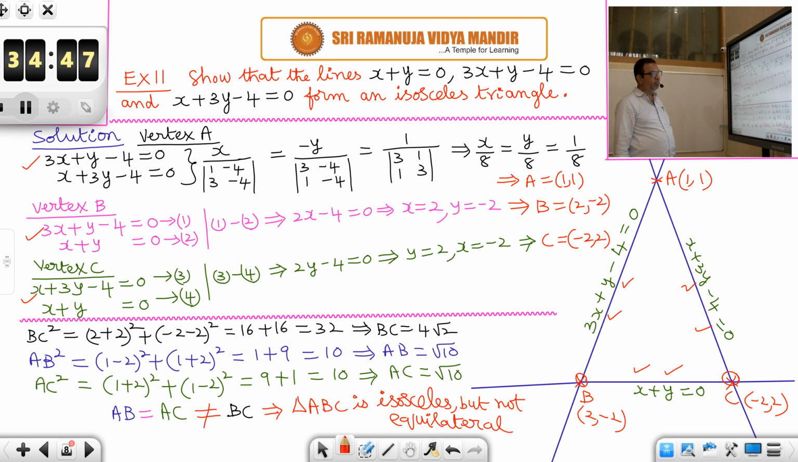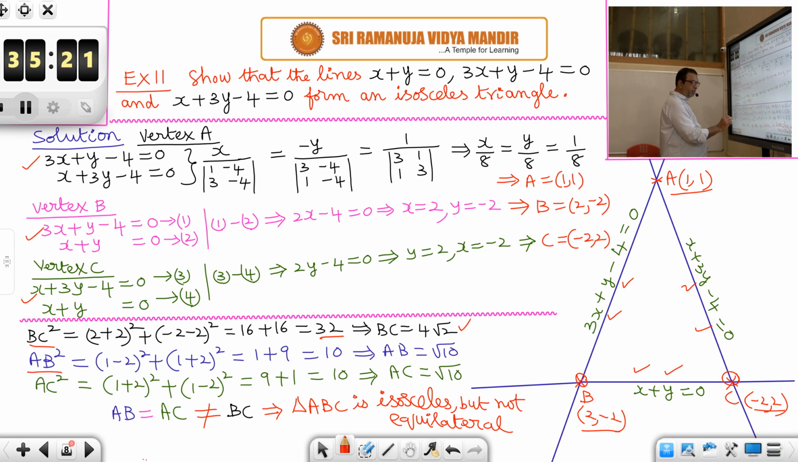Vertices A, B, C can be found by solving the pairs of equations. So I got A (1, 1), B (2, -2), C (-2, 2). Then how to show that they are forming an isosceles triangle? We have to calculate the lengths of the sides. So I have calculated BC square: (x1 - x2) whole square plus (y1 - y2) whole square. BC square is 32. So BC is equal to root 32, which means 4 root 2.